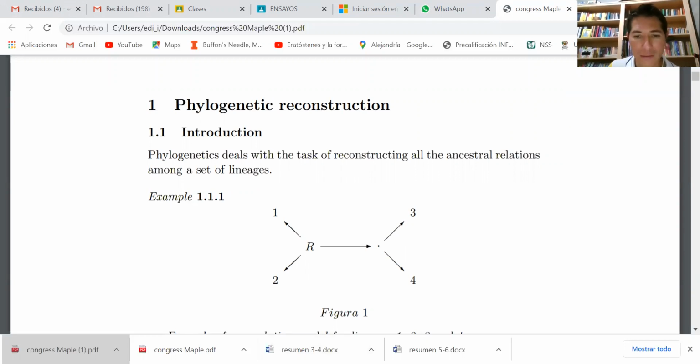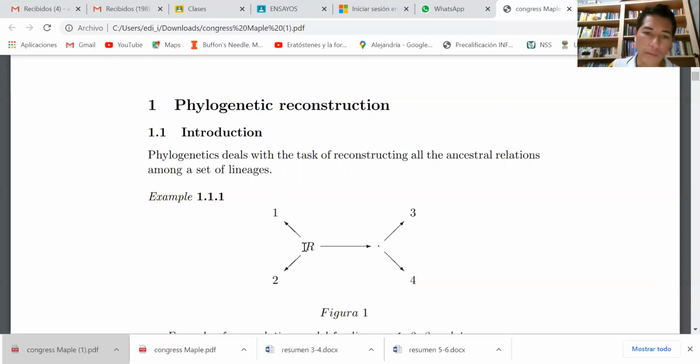This is a phylogenetic tree. We see in this phylogenetic tree terminal vertices 1, 2, 3, and 4, that represent current lineages. And we see two internal vertices. They represent ancestral lineages. For example, the internal vertex R represents the ancestral lineage of these 4 lineages, 1, 2, 3, and 4.